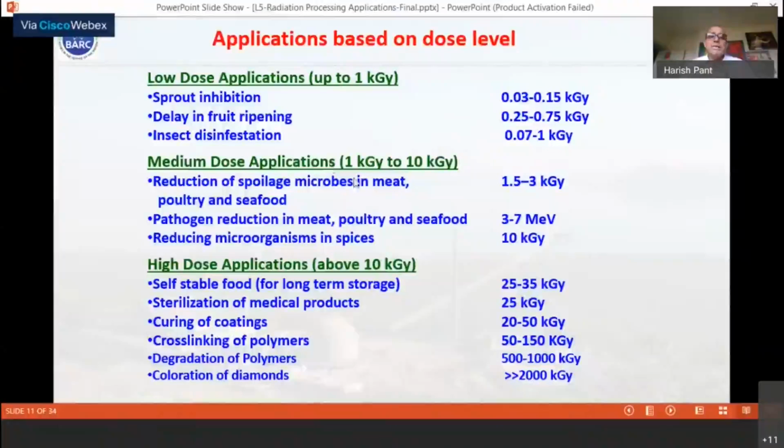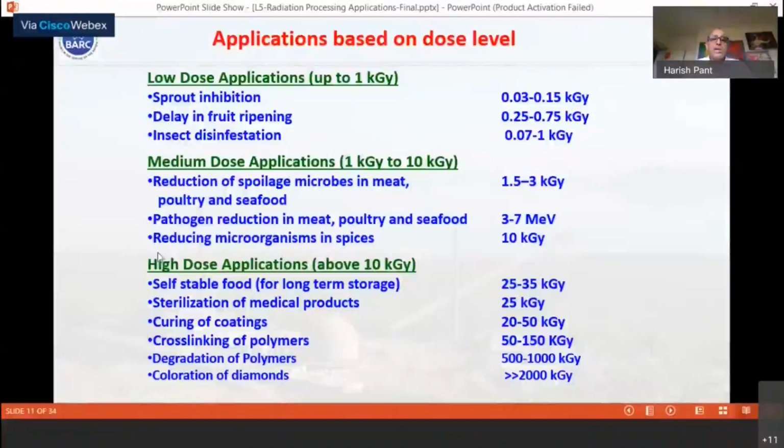Medium dose applications are processes in which we need to deliver a dose of 1 to 10 kilogray, like the reduction of spoilage microbes in meats, poultry and sea products. It requires a dose of less than 3 kilogray. Then the pathogen reduction in meat, poultry, and seafood requires a dose of 3.3 to 7 MeV and so on.